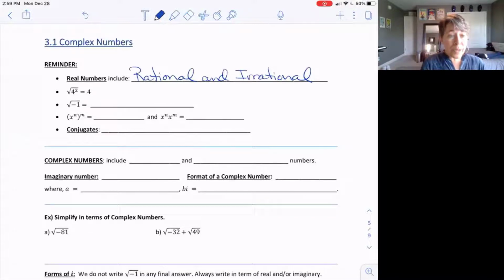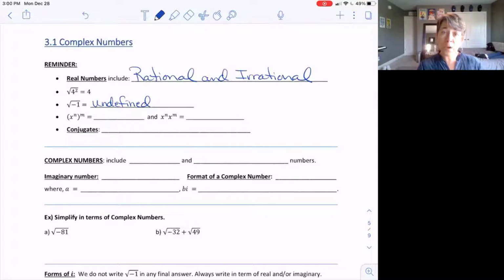A couple of other reminders: the square root of, say, 4 squared is 4. Remember, the square root and the square undo each other by definition. In the real number system, the square root of -1 is undefined, because there's not a real number that if you squared it, it would give you a negative number.